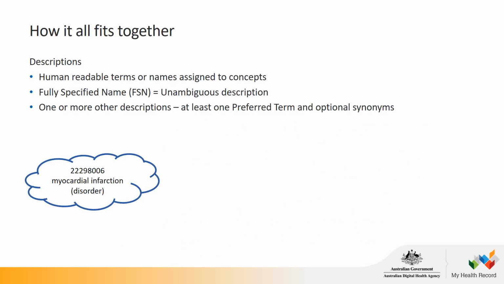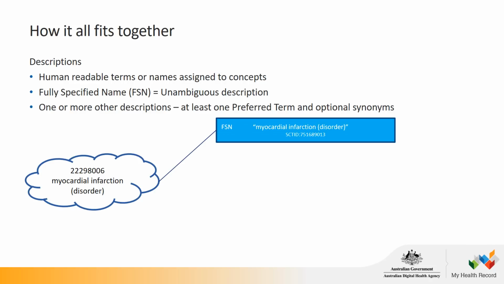Descriptions are the human-readable names assigned to each of the concepts. The cloud or concept is the same myocardial infarction disorder example we used before. The first description is the fully specified name, or the FSN, and it is the unambiguous description of a concept. It generally includes all the information about the attributes of a particular concept, and at the end of the term, you can see a word in brackets, which we call a semantic tag. And this tells us where the concept lives within the SNOMED CT hierarchy. In this case, it's a disorder concept, which is a disease which lives in the clinical finding hierarchy.